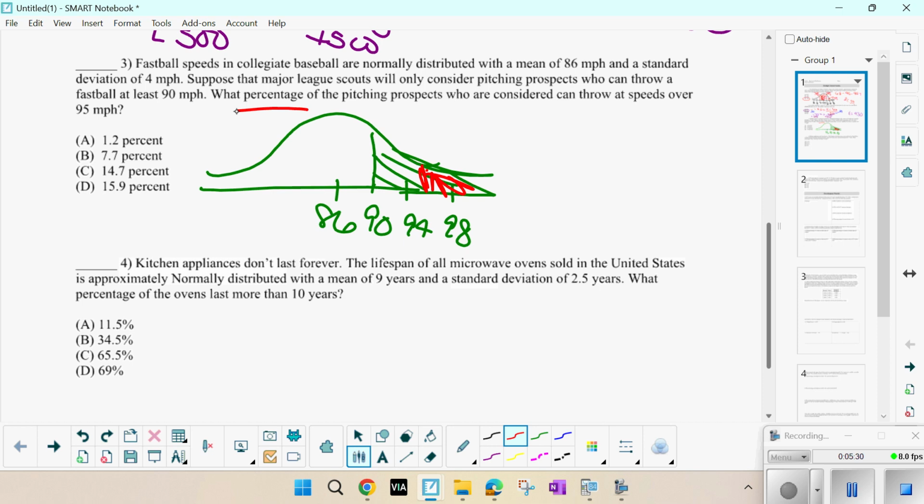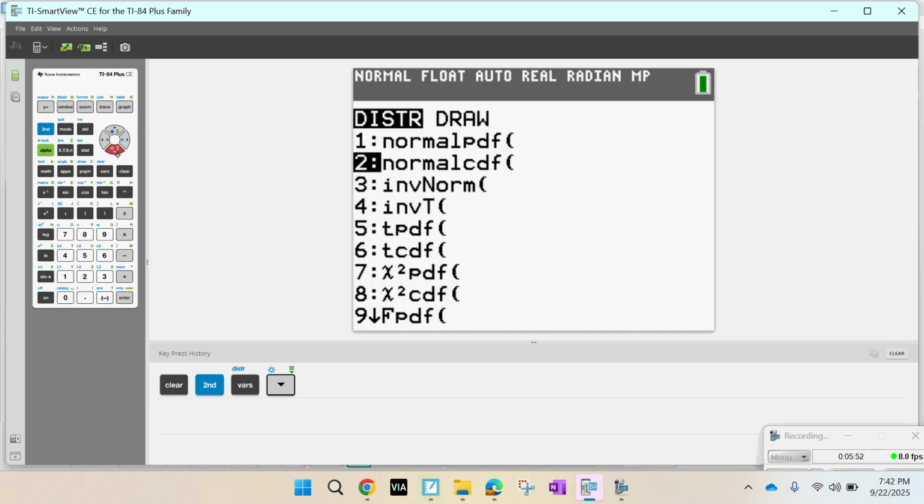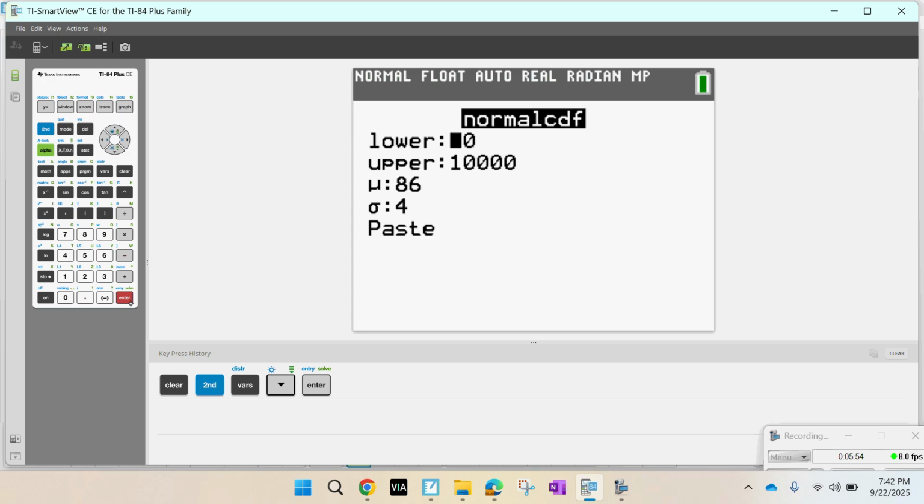So we're going to do a normal CDF. Go ahead and grab your calculators right here. We're going to do 90 as our minimum, infinity as our maximum. The mean was 86, standard deviation was 4. So grabbing our calculators, we're going to go second vars down to normal CDF. Lower is 90, upper is infinity, mean is 86, standard deviation is 4.